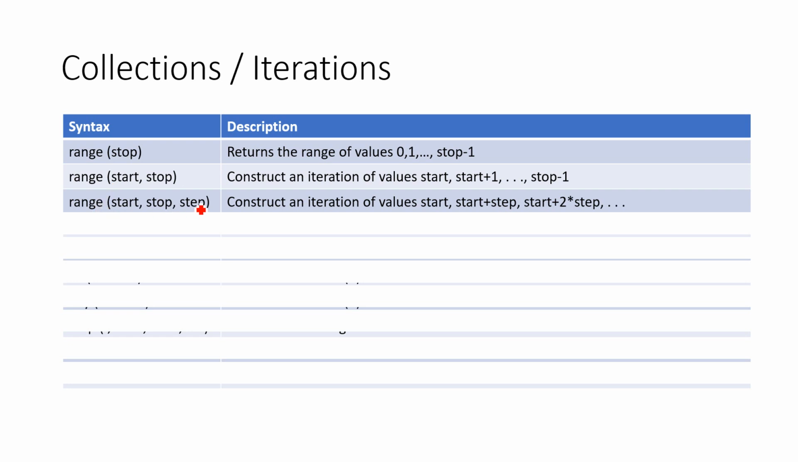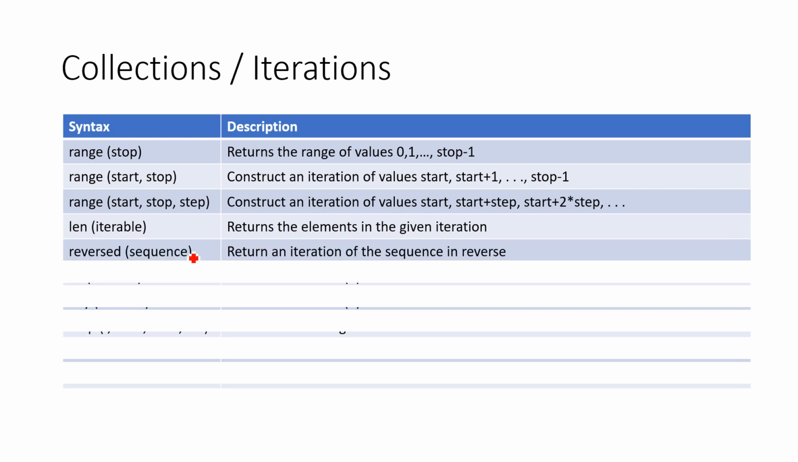Also, if you want to define a step for a range, we can specify the start value and the stop value, and then in what step we want it, such as two steps or three steps. It constructs an iteration of values: start, start plus step, start plus two times step, and so on. You can define your own step. Then we can find the length of an iterable, which returns the number of elements in the given iteration.